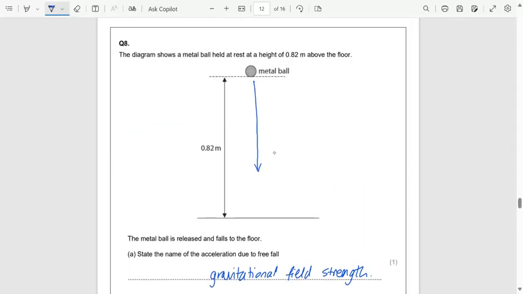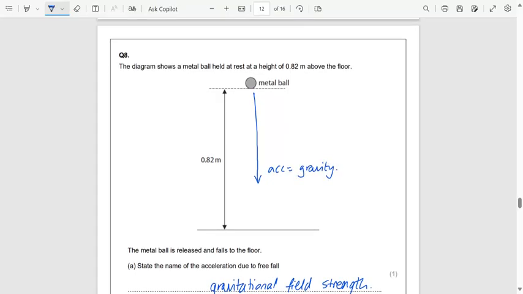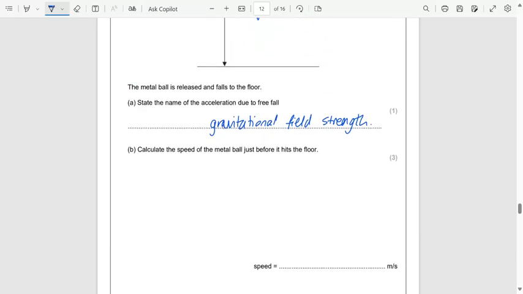Okay, so the acceleration is gravity. The force, though, is weight. So some people put weight, but weight is a force and gravity is an acceleration. Okay, so weight is a force. So you couldn't put weight.